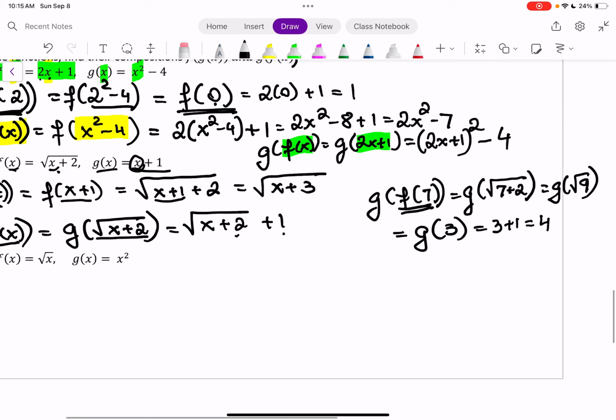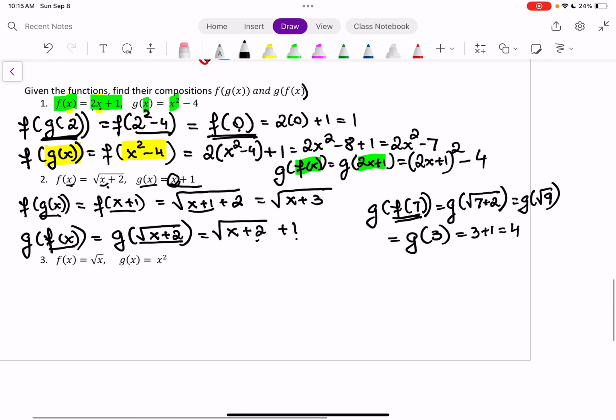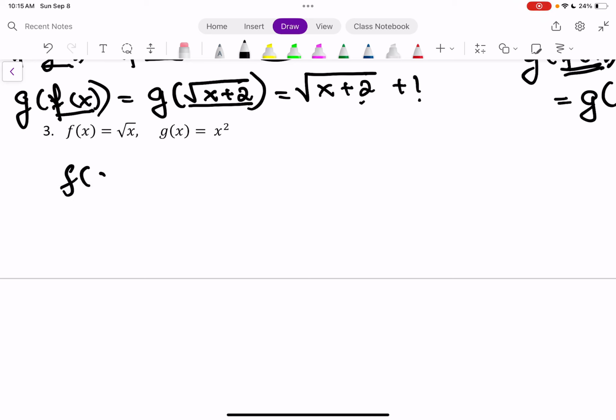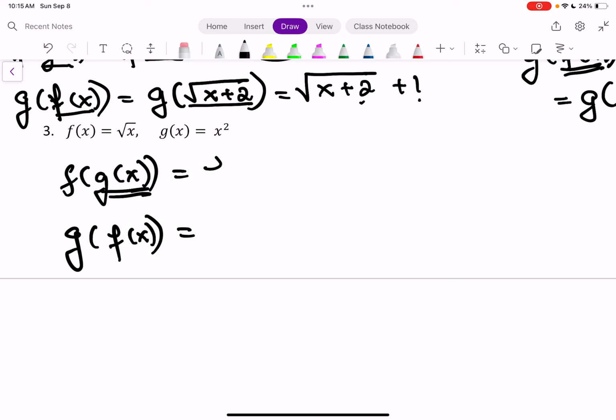All right, so it's two problems, one after the other. The order matters. So here's your last one. Find f of g of x, and then find g of f of x. So plug in one at a time. Well, g of x is x squared. So in the function f, I have to substitute x with x squared.